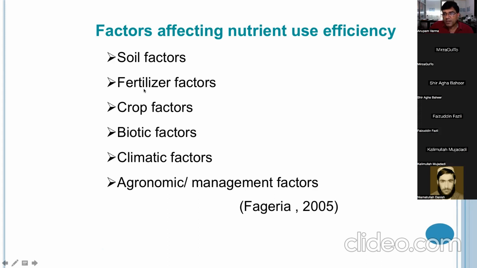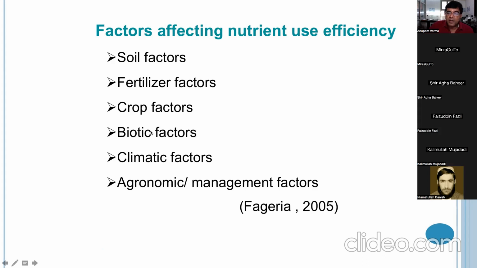There are a number of fertilizer factors that affect the nutrient use efficiency. I will discuss this in detail. So fertilizer factors: the source of fertilizer, the rate of fertilizer, the method of fertilizer application, and the time of fertilizer application. These are four things that affect the fertilizer use efficiency. Then there are a number of crop factors. Certain crops and certain varieties are more nutrient use efficient and some are not. Some cultivars need less dose of nutrient, some need a high dose. We are going to discuss the crop related factors that affect the nutrient use efficiency.